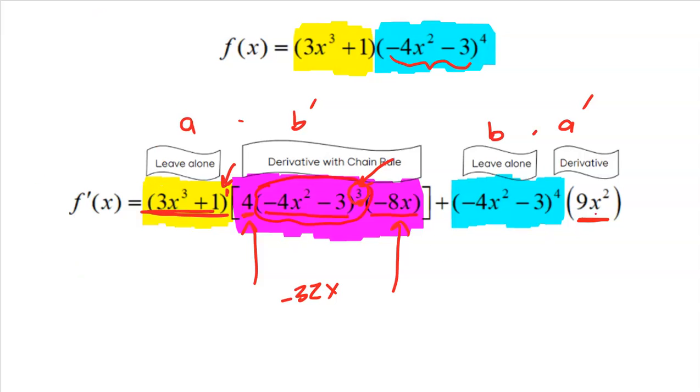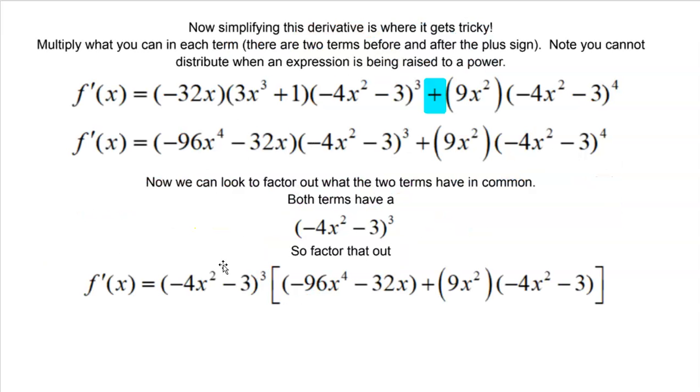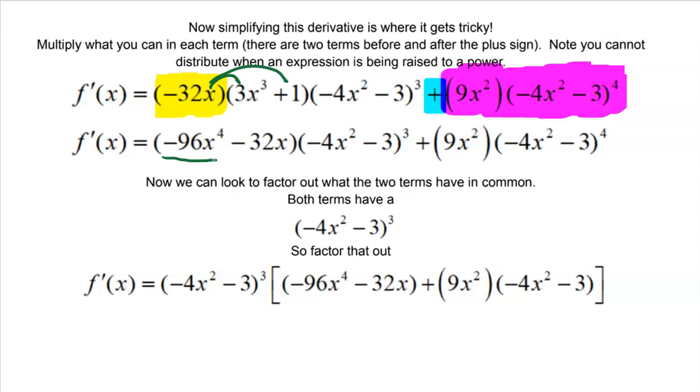And I'll show you that work in a second. But then back here, the only thing I did is, again, I cannot multiply anything here because the negative 4x squared minus 3 is raised to the 4th. So I just moved the 9x squared to the front just because, well, to be honest, I don't know. It just kind of looked nicer. So in the back, here is me moving that 9x squared to the front times the negative 4x squared minus 3 to the 4th. And then again, I was able to multiply that negative 8x by the 4, which got me that negative 32x. And then I was able to distribute this across here, which gave me a negative 96x to the 4th minus 32x.